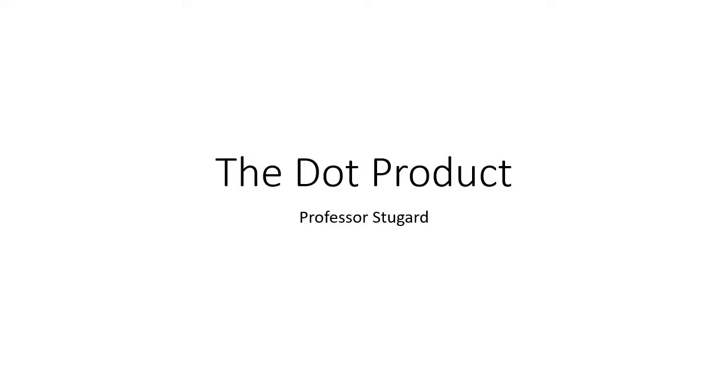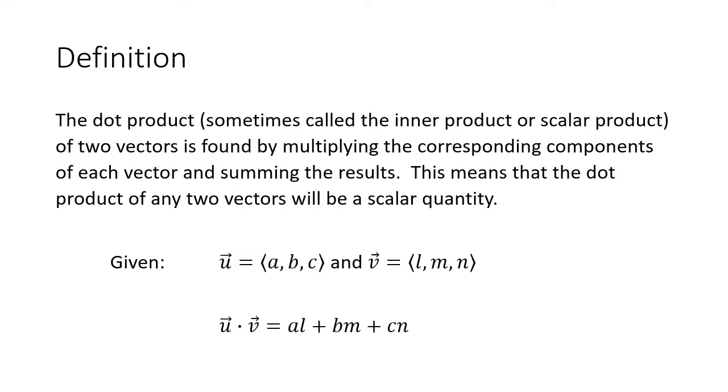This is our lesson on the dot product. So the dot product, which is also sometimes called the inner product or the scalar product, is found when we multiply the corresponding components of two vectors and then sum those results. What this means is that the dot product of two vectors is actually going to give us a scalar quantity.